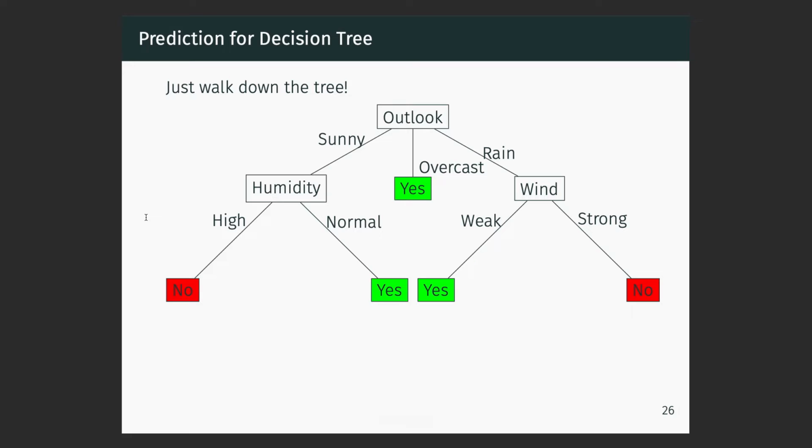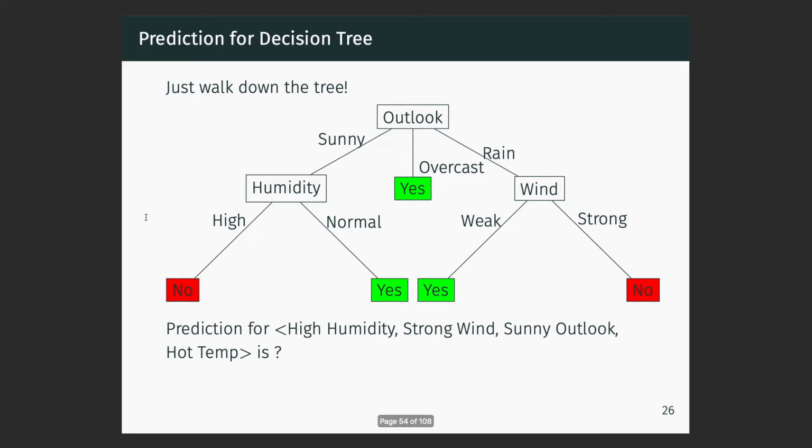Okay. How do we predict? So thus far we have created a tree which is akin to learning or training. How do we do prediction for an unseen sample? Because that's the broad task we want to do. So the idea is that you just walk down the tree, or you just iterate over the tree. For example, if the question is you have high humidity, strong wind, sunny outlook, hot temperature, what is the prediction for this example? How many say no? Anyone say yes?